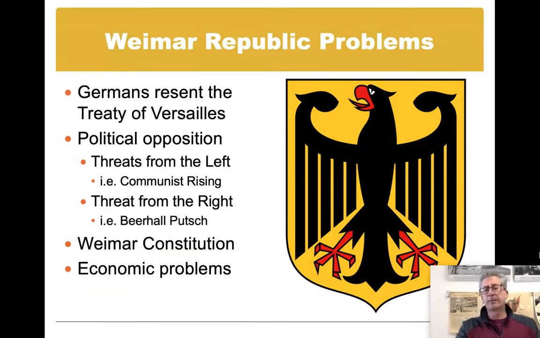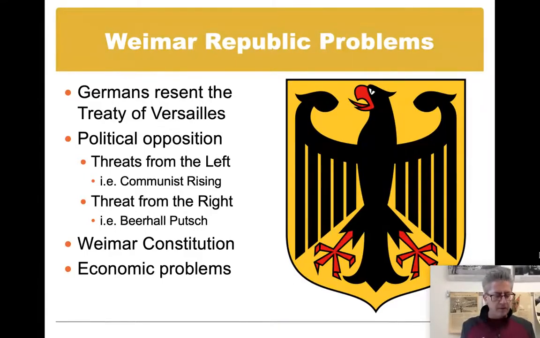Now, the Weimar Republic was extremely unstable. It struggled to deal with political opposition. Threats are going to come from the left, which is the communists. So you have groups like the Communists rising. And then you have threats from the right. And this is where the Nazi Party is going to be coming from. And they will challenge early on the Weimar Republic in a failed beer hall putsch, and I will talk a little bit more about that down the road.